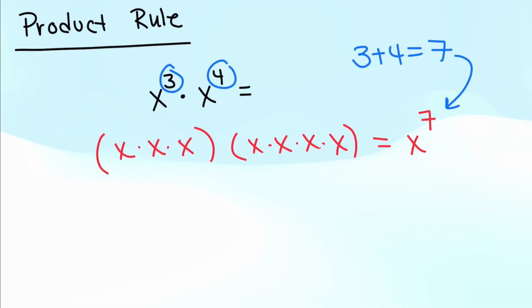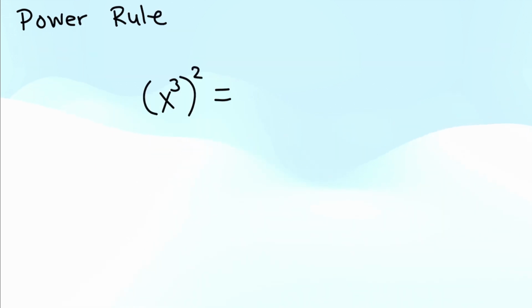Now, that's not actually a coincidence. It turns out anytime we multiply and we have the same base, both x's, we can actually add the exponents. 3 plus 4 is 7, so x to the 3rd times x to the 4th is x to the 7th. We call this our product rule.